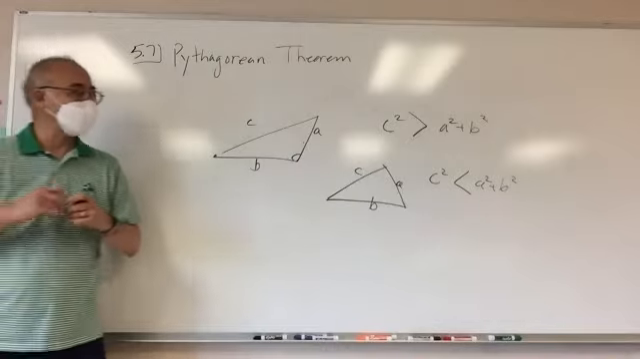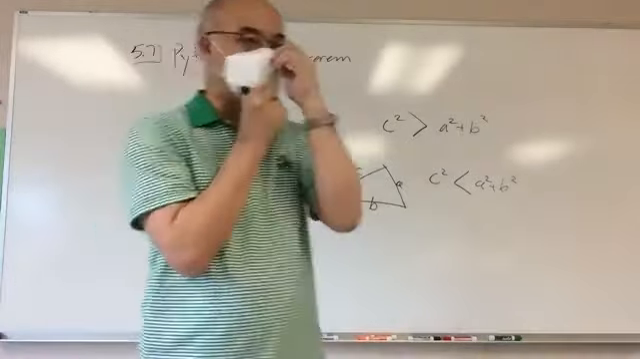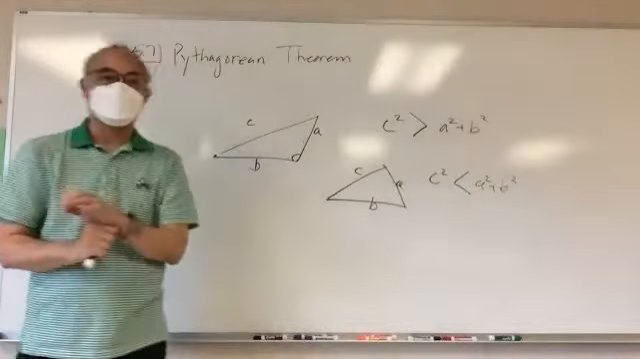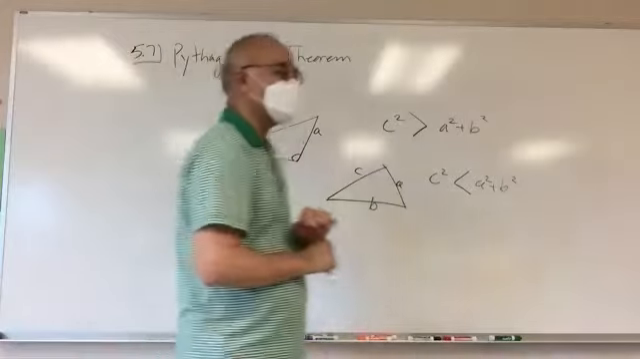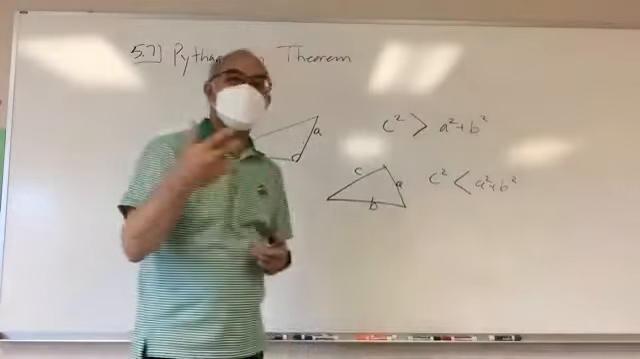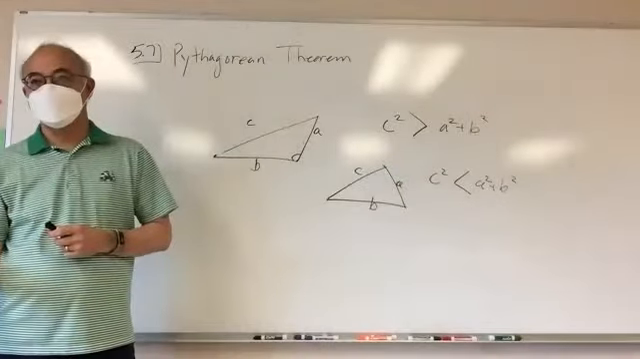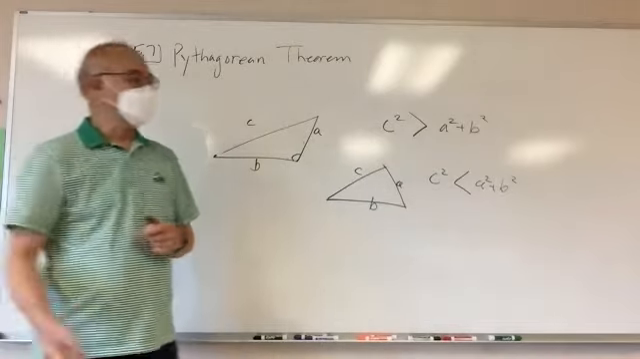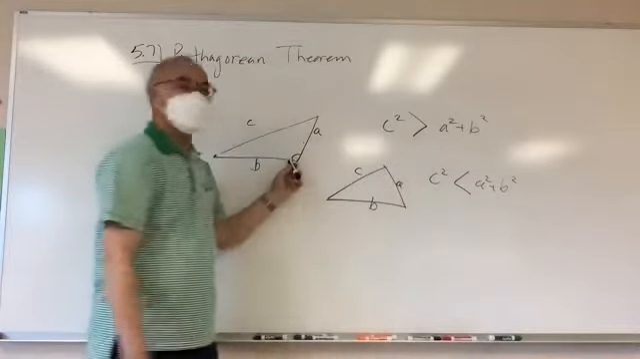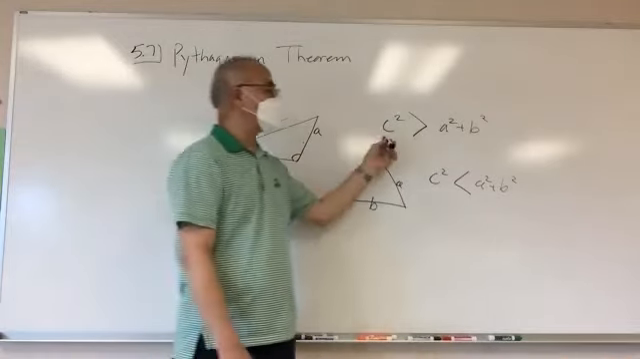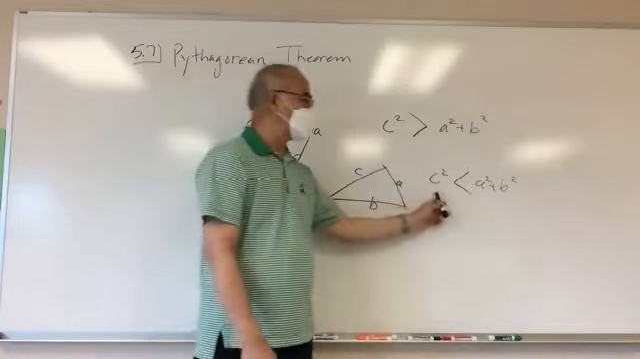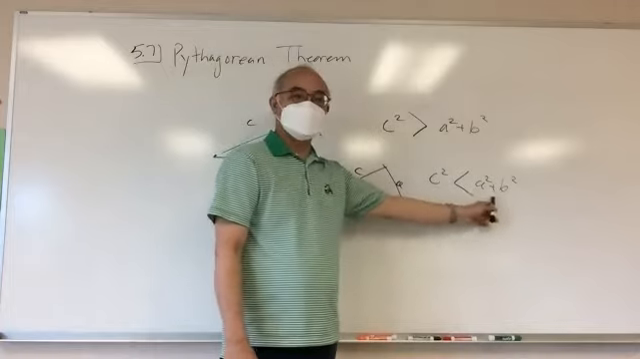So, the Pythagorean theorem says, if we have a 90-degree triangle, a right triangle, a squared plus b squared is equal to c squared, right? The converse is correct also. If c squared is equal to a squared plus b squared, then it has to be a right triangle, right? The corollaries are, if the angle is an obtuse angle, then c squared is larger than a squared plus b squared. If it's an acute angle, c squared is less than a squared plus b squared.